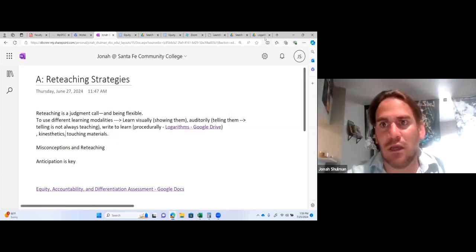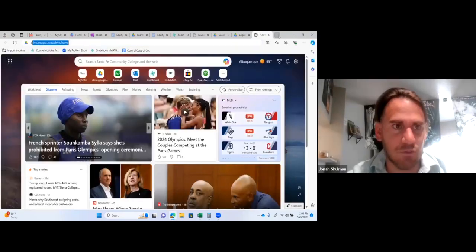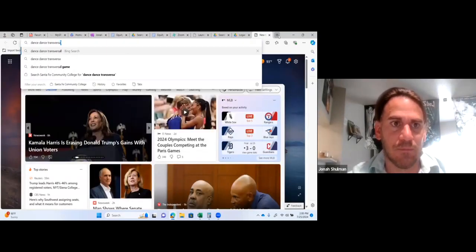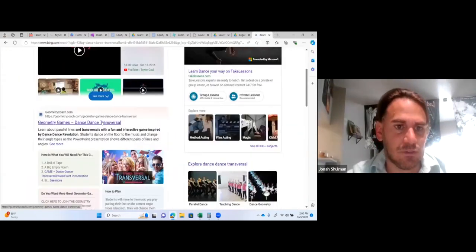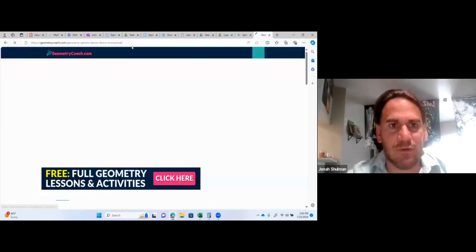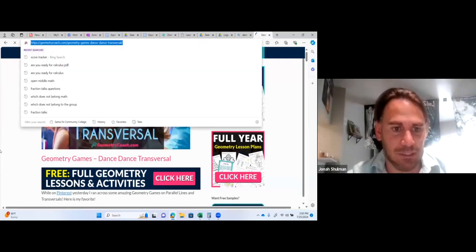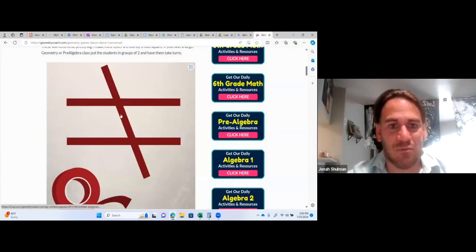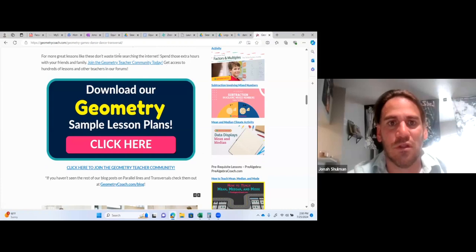Kinesthetic is great. I've never done this one, but I've had students who love the dance transversal, where they jump around to all of them. Somebody I was training absolutely loved this dance transversal, but everybody's different. This is a geometry coach, what a fancy website. You put the tape on the ground and students dance around to it, which is cool. So that's a kinesthetic one.